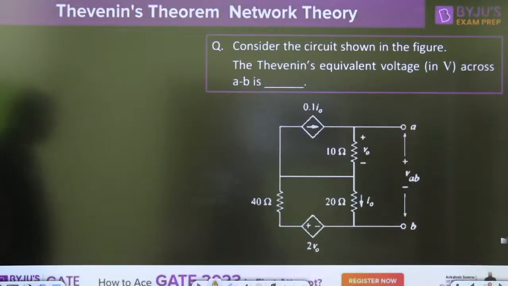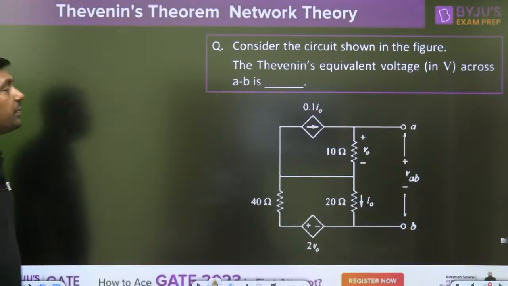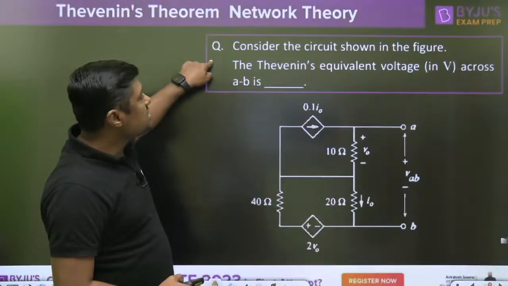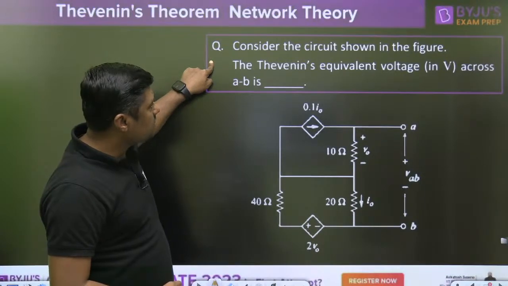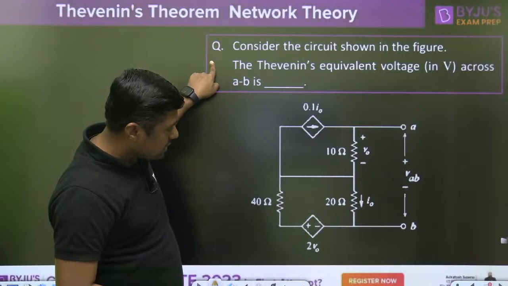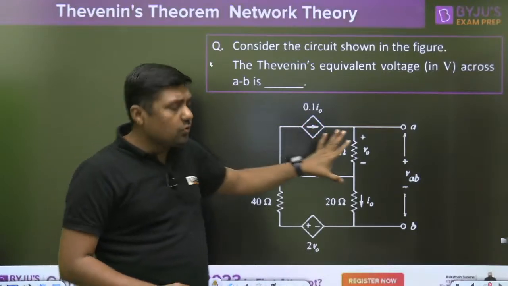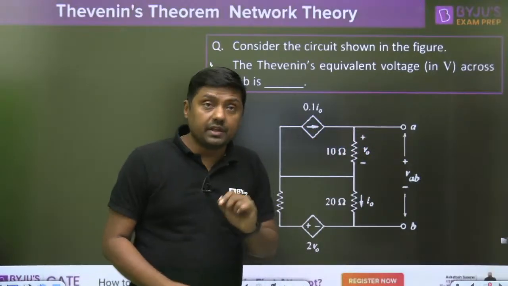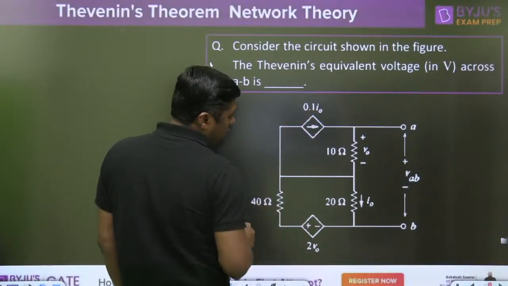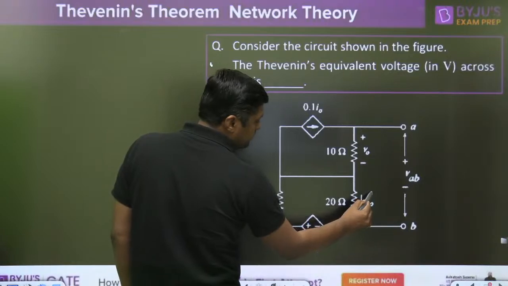Second question. Now this is the question on dependent sources. I am going to solve this question. Consider the circuit shown in the figure, find the Thevenin equivalent voltage across A and B. Right? You have to find the voltage across A and B, and there are two dependent sources. This is the 0.1 I naught. Where is the I naught? This is the I naught.